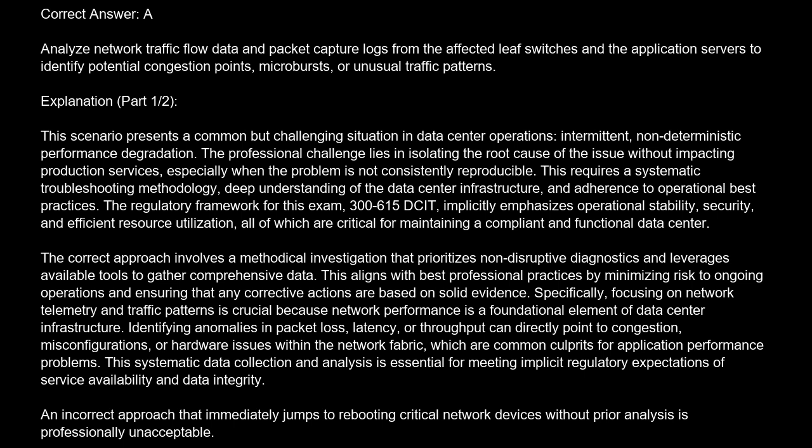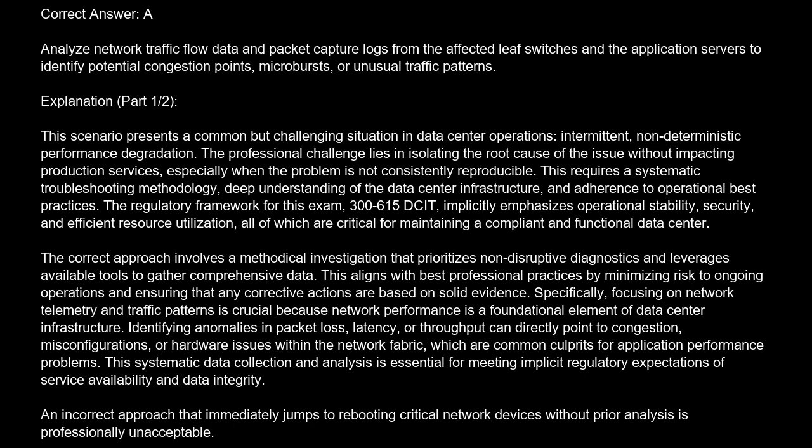The regulatory framework for this exam, 300-615 DCIT, implicitly emphasizes operational stability, security, and efficient resource utilization, all of which are critical for maintaining a compliant and functional data center. The correct approach involves a methodical investigation that prioritizes non-disruptive diagnostics and leverages available tools to gather comprehensive data. This aligns with best professional practices by minimizing risk to ongoing operations and ensuring that any corrective actions are based on solid evidence.